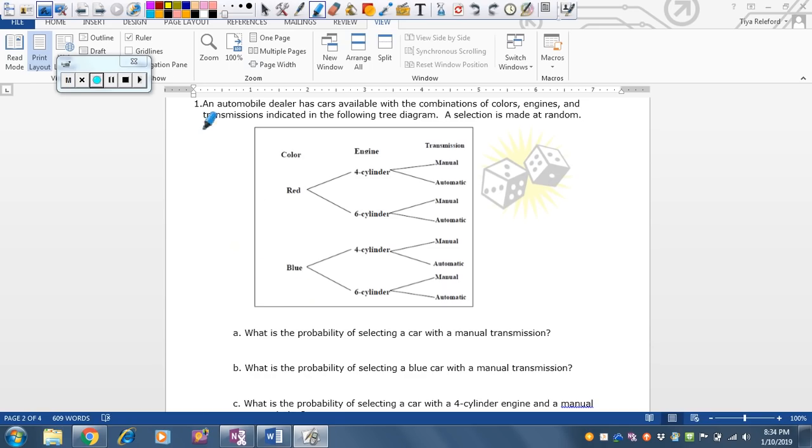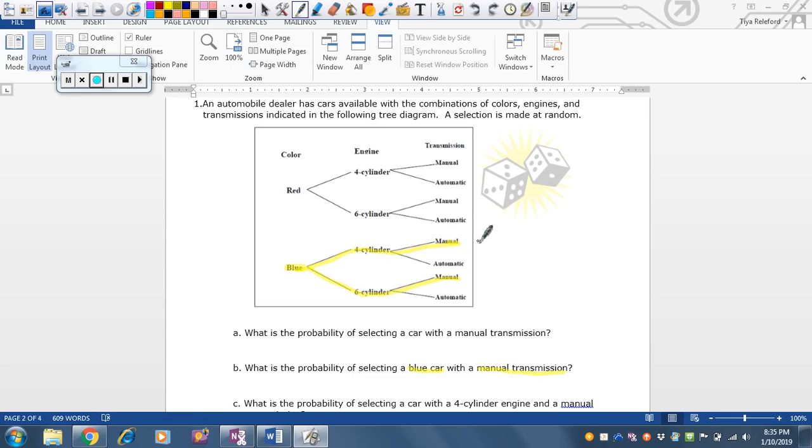Now, question B says, what is the probability of selecting a blue car with a manual transmission? So it has to be a blue car. So none of these count because this is all the red cars. Blue car with a manual transmission. So I can go blue 4-cylinder and manual, or blue 6-cylinder and manual. So how many are what I want? A blue car with a manual transmission.